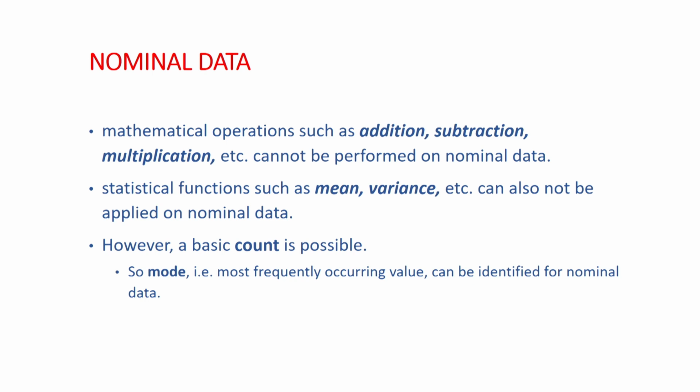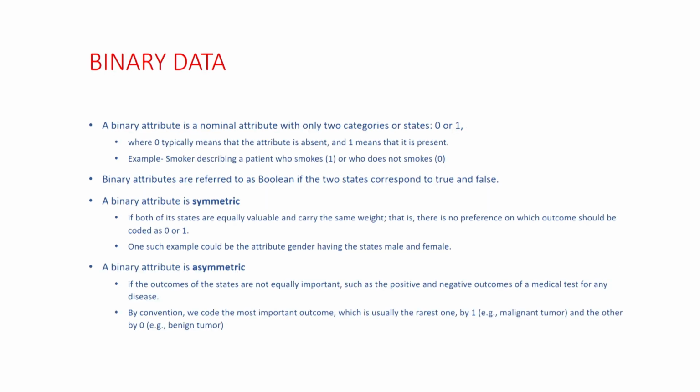The only possible operation is the basic count operation. We can count the most frequently occurring value. So, suppose the patient's blood group is given, we can count and say B positive is the most frequently occurring value. So, this is the only operation that we can perform on nominal data.